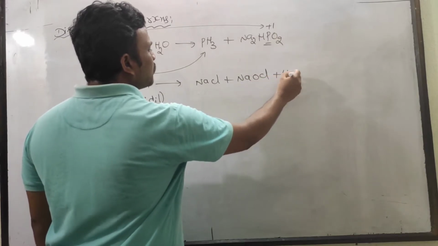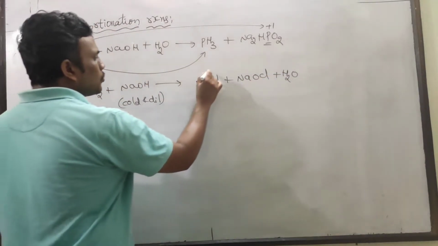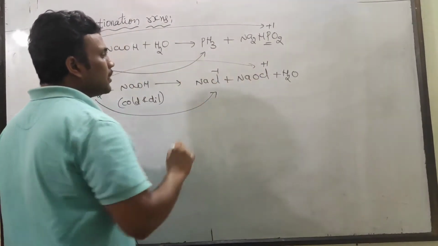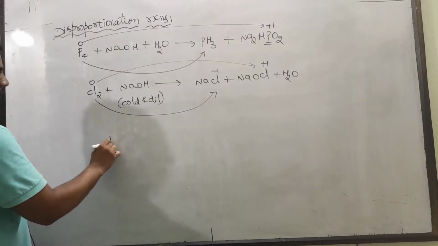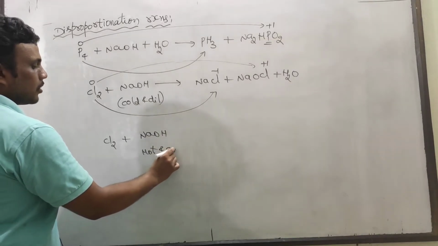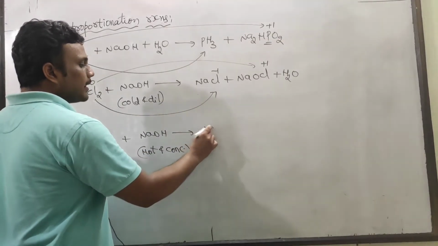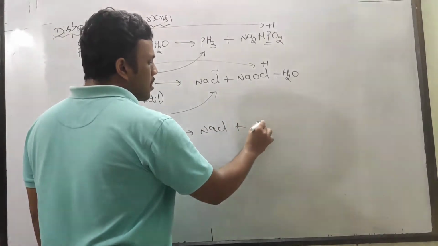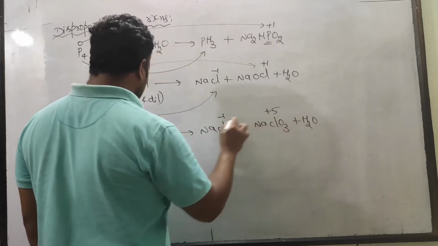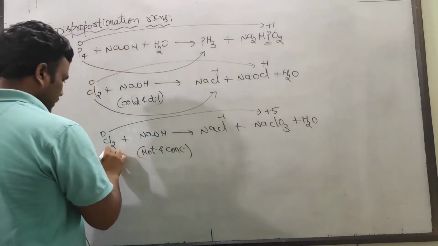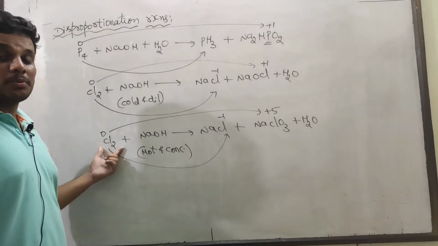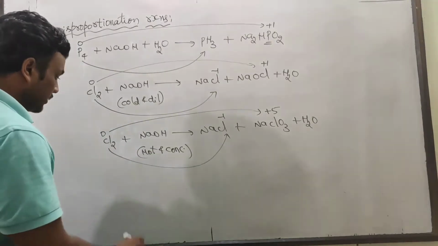Sodium hypochlorite plus water are byproducts. Chlorine goes from 0 to -1, and here +1. One increases and one decreases from the same oxidation state of the same chlorine. This time, with hot and concentrated NaOH, it gives -1 and +5 from 0. Again oxidation and reduction: the same substance acts as both oxidizing and reducing agent.